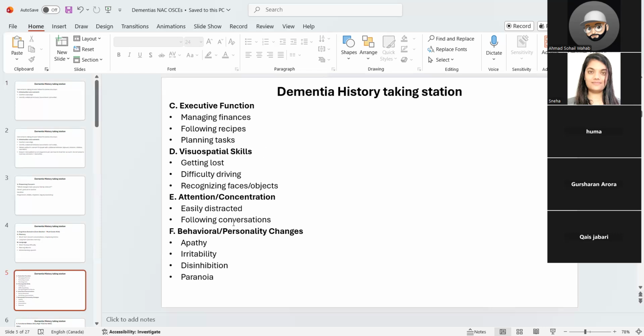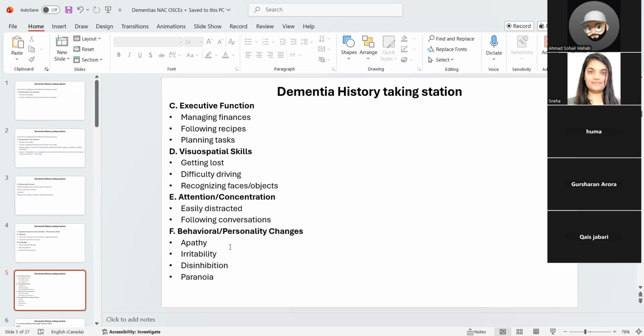Next would be attention and concentration. Patients with dementia usually have poor concentration. They get distracted easily and they don't follow the conversations that are happening. Sometimes you would talk to them for 5 minutes and then they would not know what you were talking about.